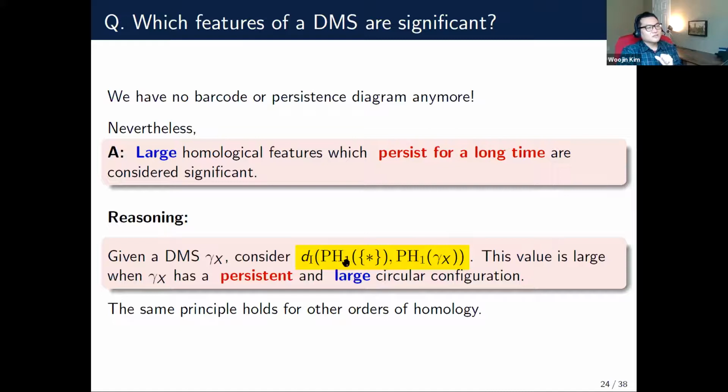For example, let's consider the zeroth homology. Then the corresponding value for this yellow box can be large only when gamma X contains two subclusters which are far from each other, and this subcluster configuration persists for a long time. If that happens, then this yellow value corresponding to zeroth homology is going to be large, and other orders of homology as well.